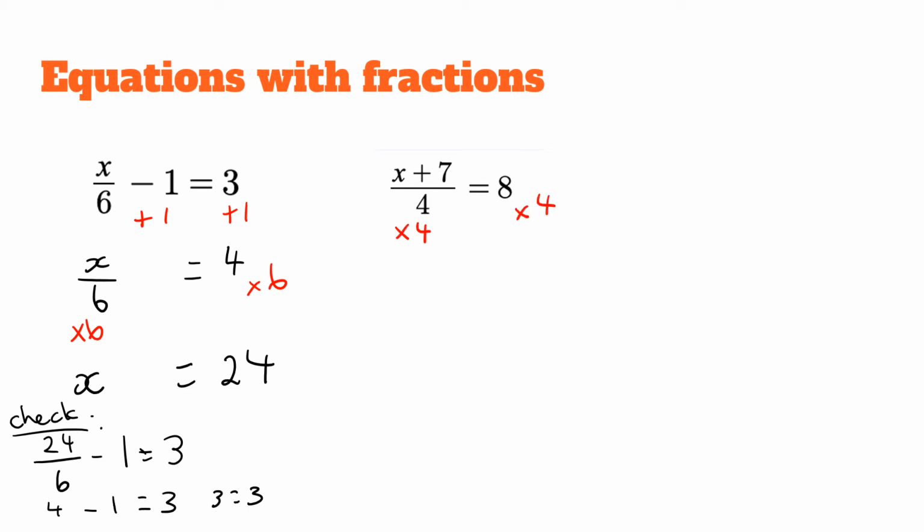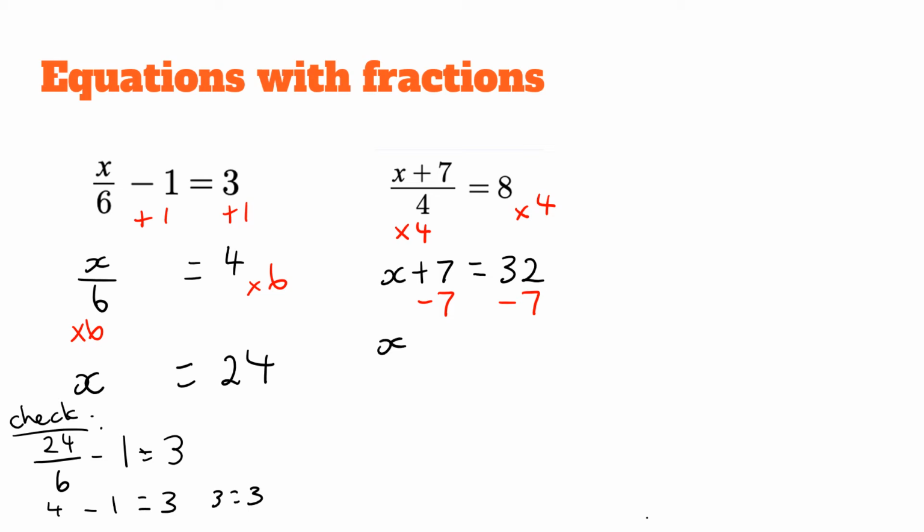So x plus 7 divided by 4 multiplied by 4 just cancels out the fraction. So you end up with x plus 7 equals, and 8 times 4 is 32. Now this is very similar to the other video we did on solving equations. From this step on, we know we have x plus 7. So to get rid of that positive 7, we do the opposite, which is minus 7. And once again, you always have to do it to both sides.